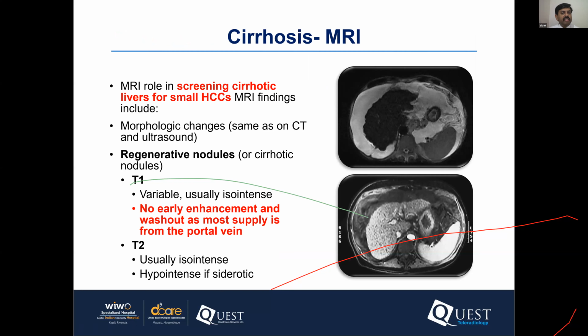So these small HCCs need to be clearly differentiated very early in the disease so that we can treat them adequately and manage the patient well. Now, what we see is that HCC has an early wash-in and early wash-out, early enhancement and early wash-out, but this will not be seen in regenerative nodules as mentioned over here, because the regenerative nodules get their supply from the portal vein and the HCCs get their supply from the hepatic artery.